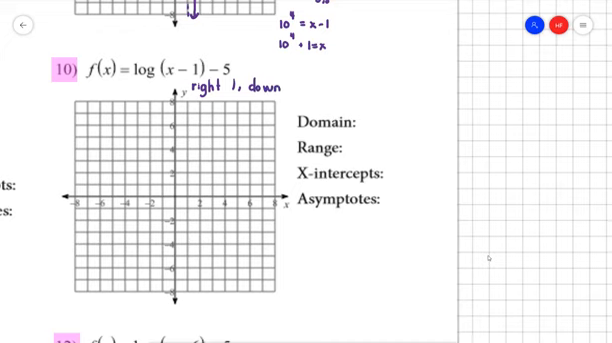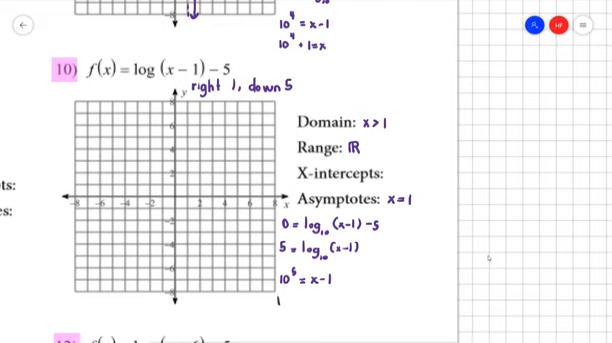And down 5. We take the domain and the asymptote from the parentheses. So x is greater than 1, x equals 1. Range is all real numbers. Solve the log equal to 0. Add 5. Convert. Solve for x. 10 to the 5th plus 1.